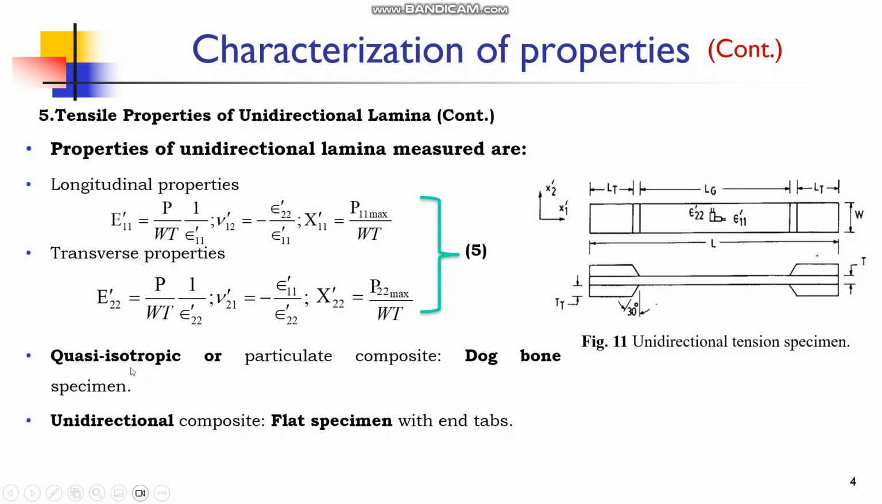Sometimes for particulate composite and quasi-isotropic specimens, the tensile test specimen may have a dog bone shape. For unidirectional composite, a flat specimen with end tabs at the end is used. With the use of end tabs, stress concentration at the gripping region is reduced. Also, it ensures that the failure of the specimen would be near the middle of the laminate, within the gauge region, that is within this region, LG region, not at the grip. The obtained value will be a reliable one.